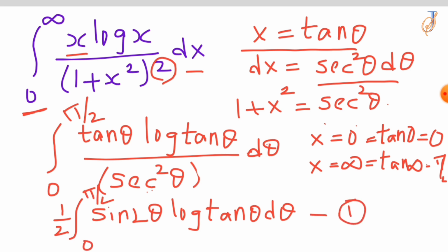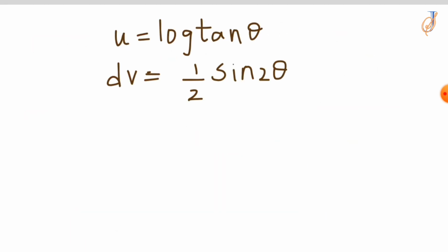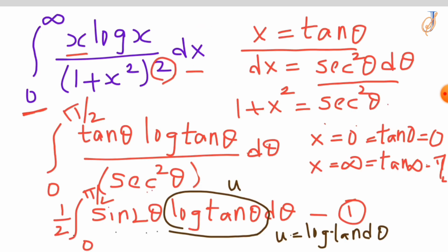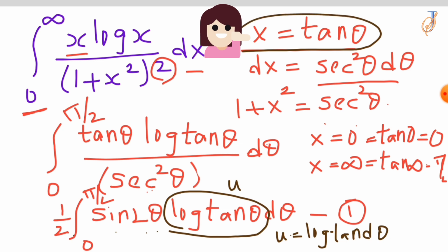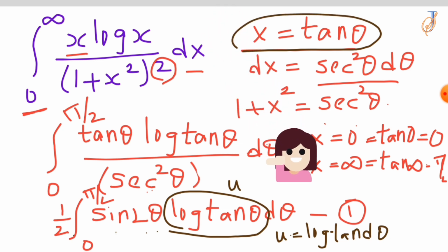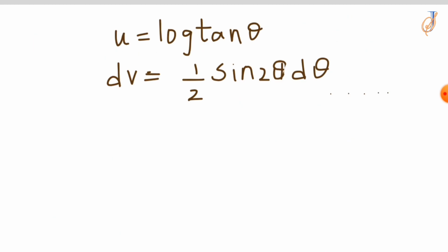To evaluate equation 1, we have to use integration by parts, isn't it? So again we have to choose u as log tan θ and dv as 1/2 sin 2θ dθ, and you have to continue this. As you can see, first you consider x as tan θ, and after doing a few more simplifications, again we got this lengthy function. Again you have to consider u as log tan θ. So this process is quite lengthy and difficult. So what's the better way?